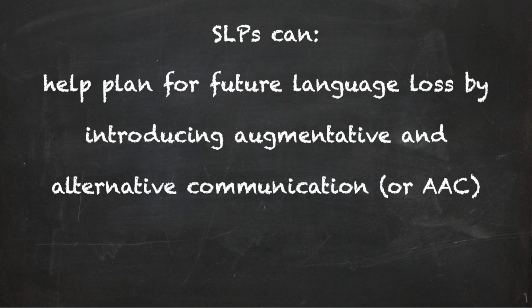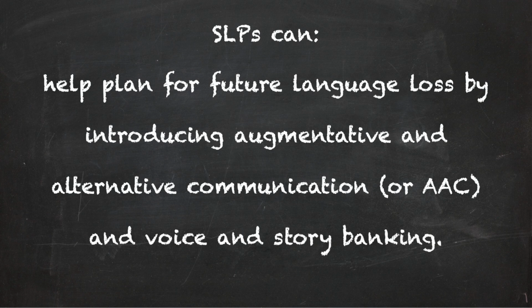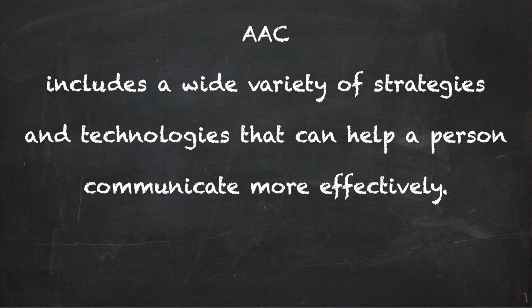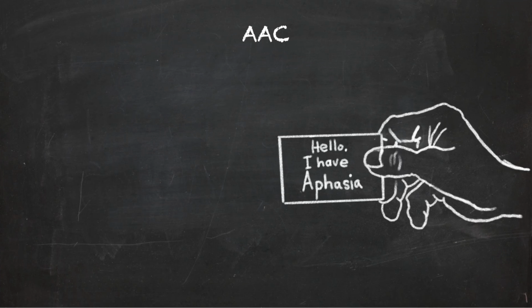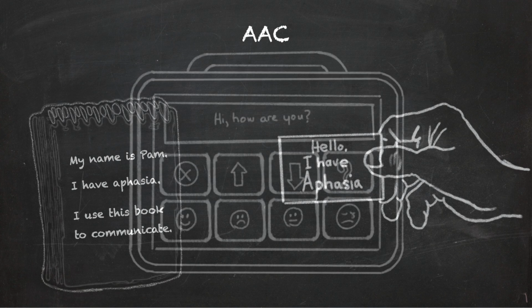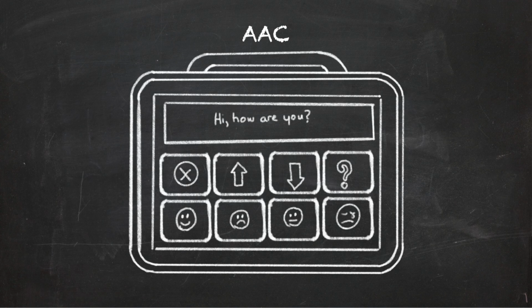SLPs can help plan for future language loss by introducing augmentative alternative communication, or AAC, and voice and story banking. AAC includes a wide variety of strategies and technologies that can help a person communicate more effectively. These can include something as simple as a communication advocacy card or a communication notebook that someone can keep in their pocket, or something more complex, like a speech-generating device that says things when buttons are pressed.